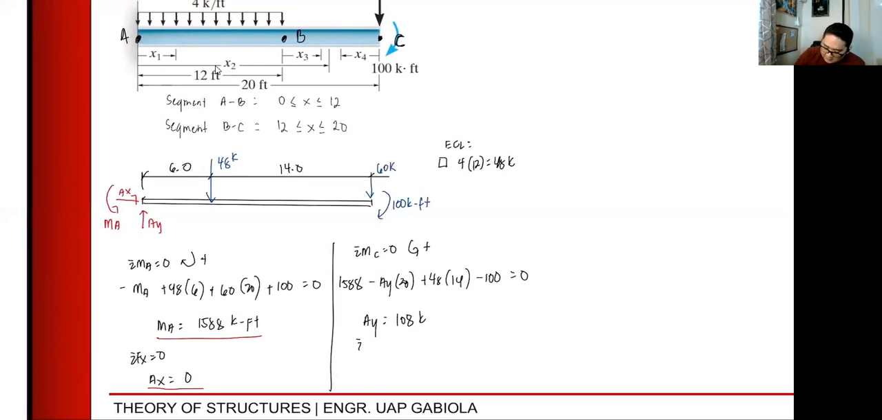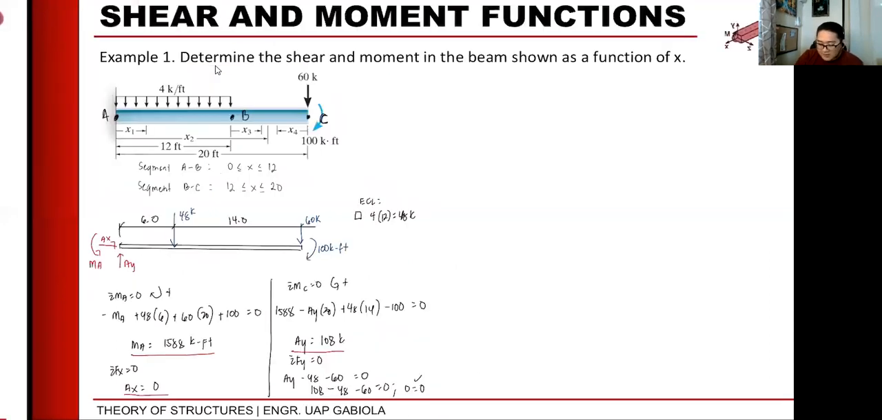So, checking tayo, summation of Fy is equals to 0. So, we have Ay minus 48 minus 60 is equals to 0. So, that is 108 minus 48 minus 60 is equals to 0. Therefore, 0 is equals to 0, which is correct. So, ibig sabihin, yung support reactions calculated natin are indeed the correct value for the given beam.